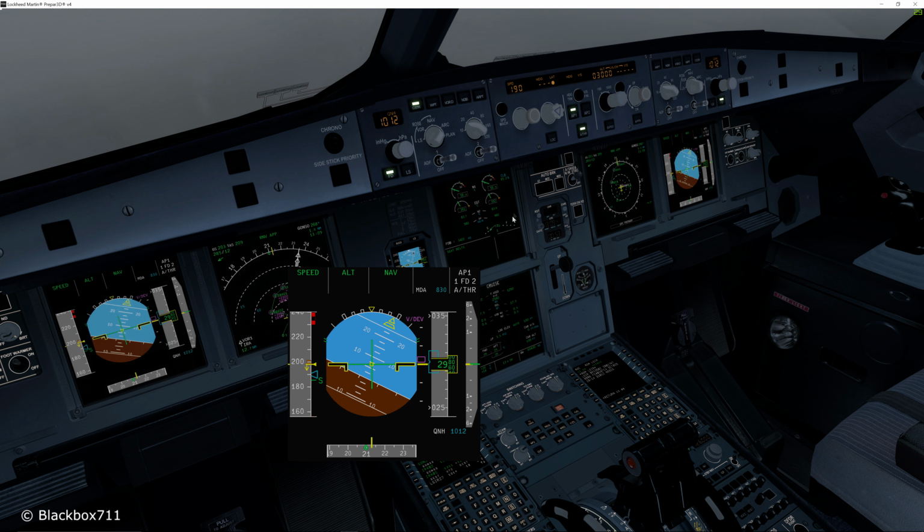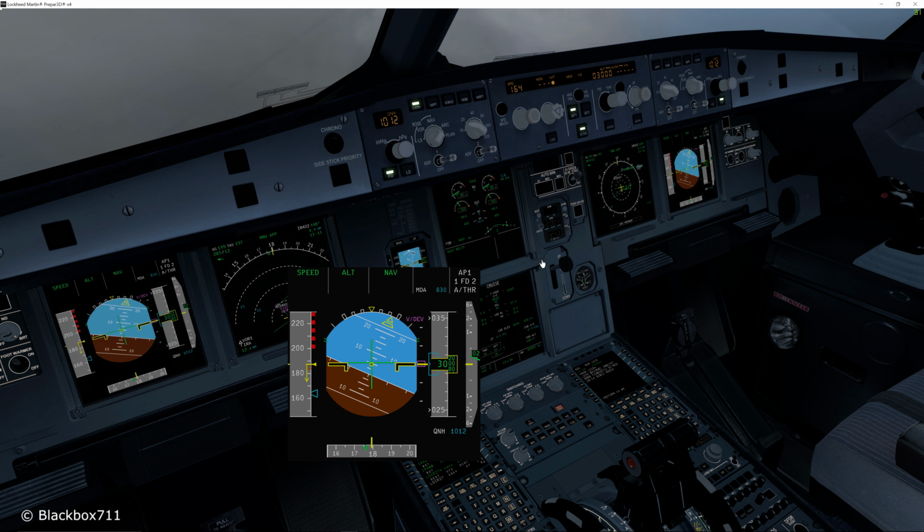Now please note that the maximum speed for the flap position is linked to the flap lever, and so once you move the flap lever to the next higher position, the limit speed will immediately decrease and be shown on the primary flight display, even though the flaps have not reached that flap position.